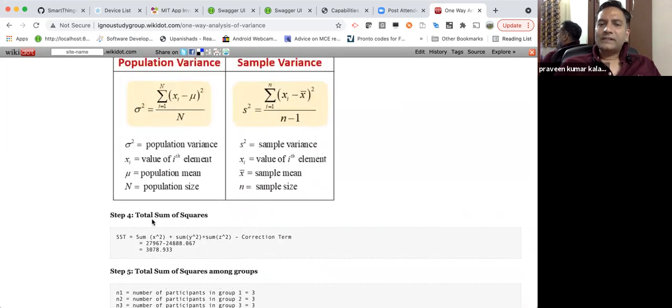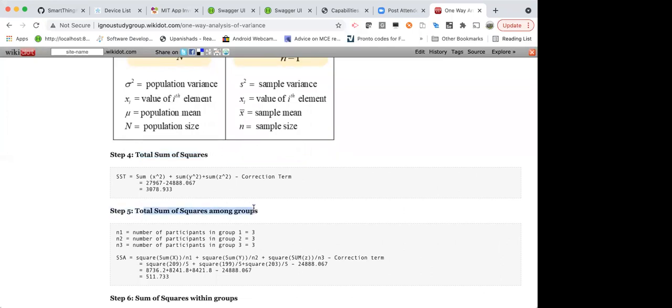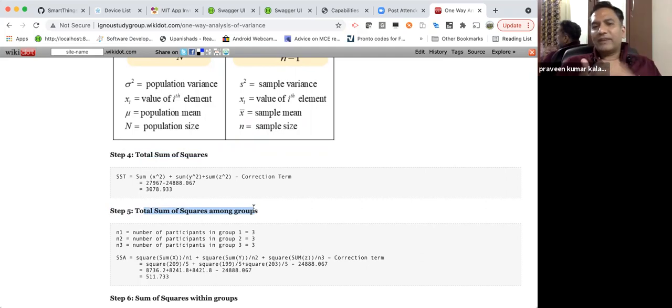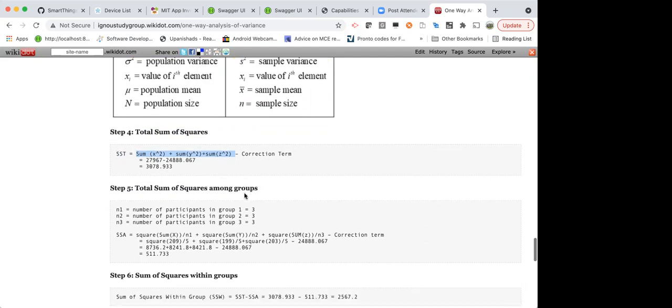So you can use these terms to remember: sum of squares, total sum of squares, total sum of squares among groups. What is sum of squares? This is the sum of squares: square them one by one and add all of them. That's easy.